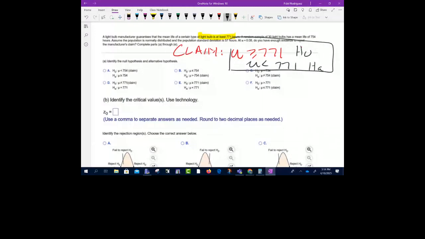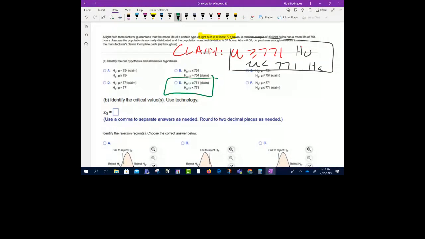Okie dokie, y'all. Let's pick A through F. Which one has what we wrote? What do y'all think? Mu is bigger than 771 is the claim, which is the H0, and mu is smaller than 771, which is the Ha. What do you think? A through F. E, right? Y'all, I could have stayed home today. You already know what to do.